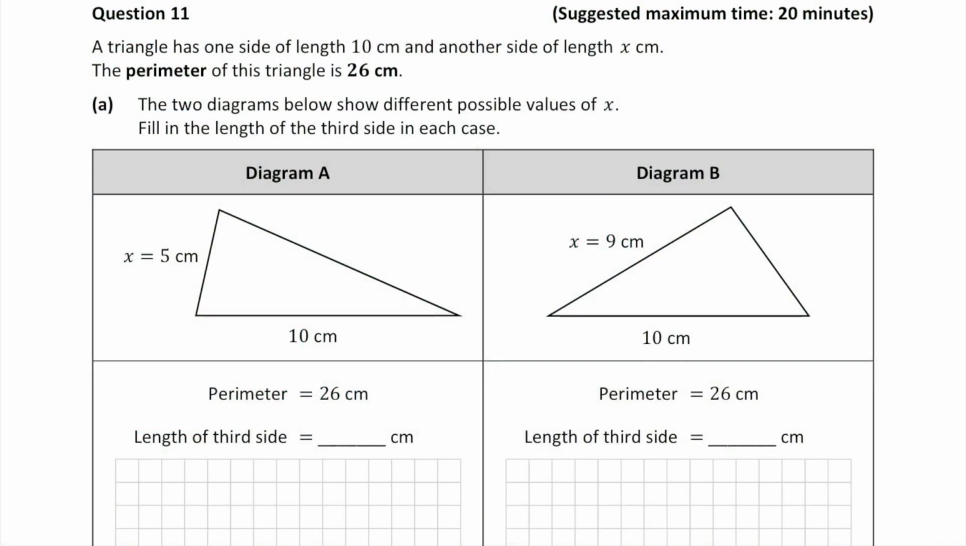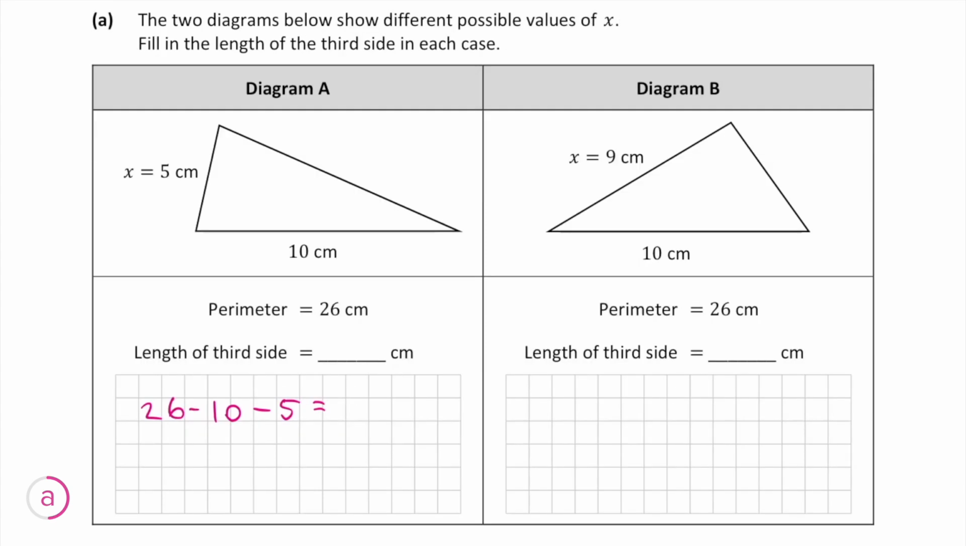Here's the question we're going to be taking a look at today, which is worth 45 marks. We're told that a triangle has one side of length 10 centimeters and another side of length x centimeters. The perimeter of this triangle is 26 centimeters. In part A, we're then given two diagrams showing different possible values of x. In both cases, we have to fill in the length of the third side.